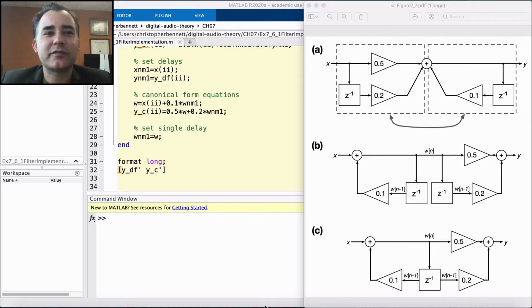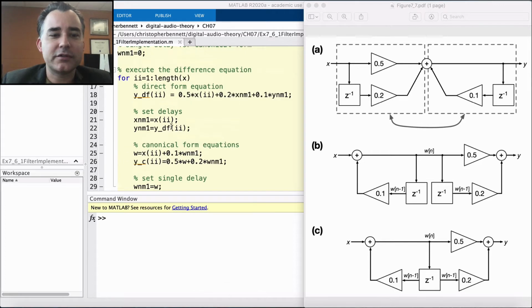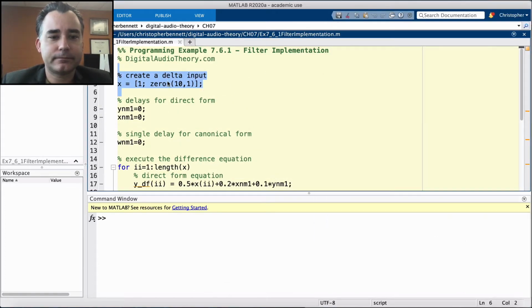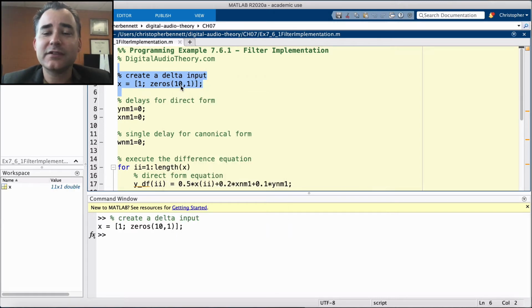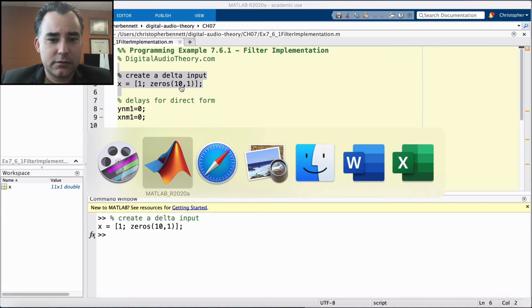This programming example comes from Chapter 7, which covers the basics of digital signal processing for audio. In this programming example, we will implement both the direct and canonical form filters in code to verify that they do indeed have the exact same effect on a signal. We're going to start by creating an impulse. Then we're going to pass that impulse through two different sets of difference equations, one that implements the direct form structure and a set of equations that implements the canonical form. So let's take a look at this.